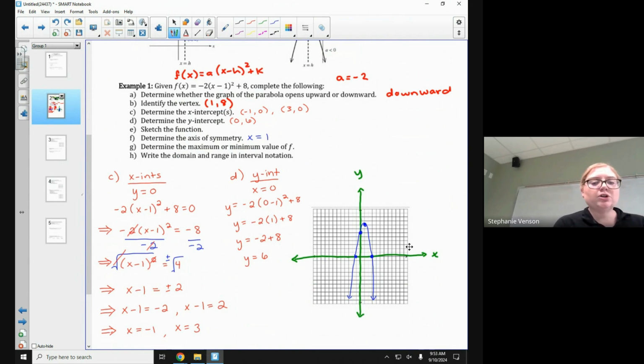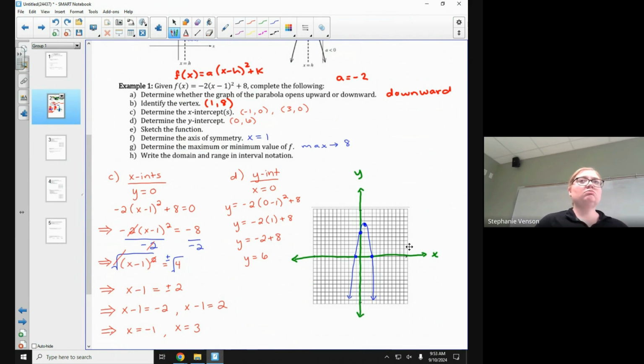Max. So for part G, the first thing you would select on the computer is maximum. And then you have to tell them what the maximum point is. But the thing is, your max or min is always just the y value of your vertex. So the axis of symmetry is the x value of your vertex, whereas the max or min is the y value of your vertex. So our max would just be 8. So you'd select max and then type in 8.